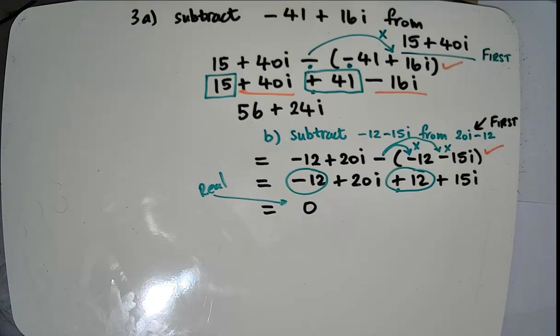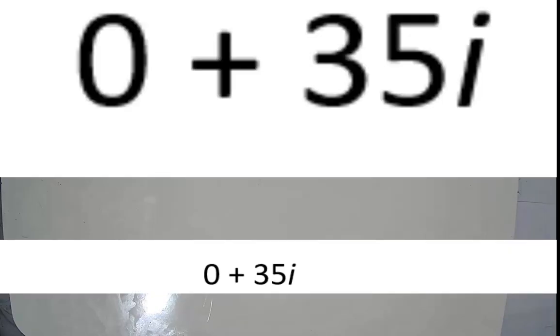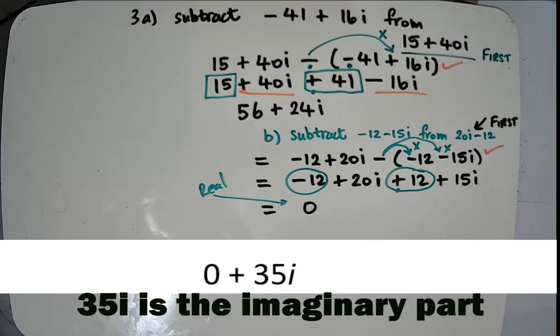And then we have the imaginary parts, which are the like terms. Plus 20i plus 15i will give us 35i. So our answer here is 0 plus 35i.